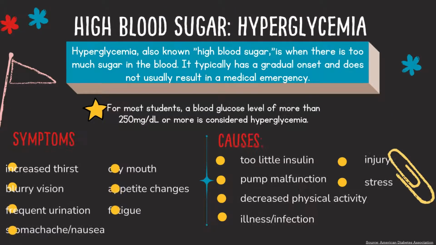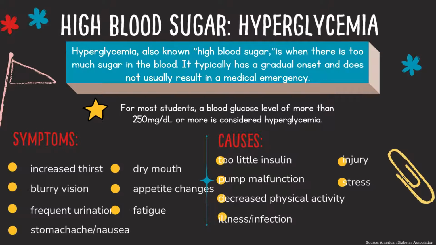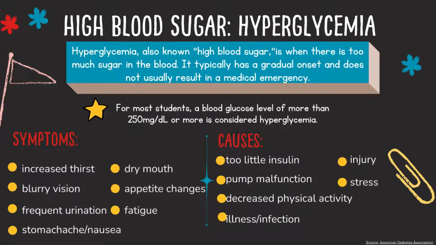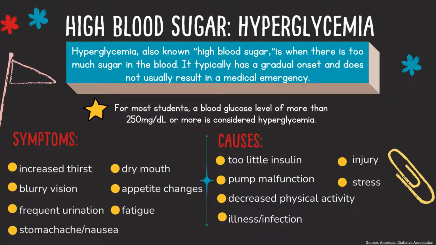On the other blood glucose spectrum is hyperglycemia, or high blood sugar, which typically has a gradual onset and does not usually result in a medical emergency. For most students, a blood glucose level of more than 250 milligrams per deciliter is considered hyperglycemia, and symptoms can include increased thirst, blurry vision, frequent urination, nausea, dry mouth, changes in appetite, and fatigue. Causes of hyperglycemia include not administering a large enough dose of insulin, an insulin pump malfunction, decreased physical activity, illness or infection, an injury, or even stress.